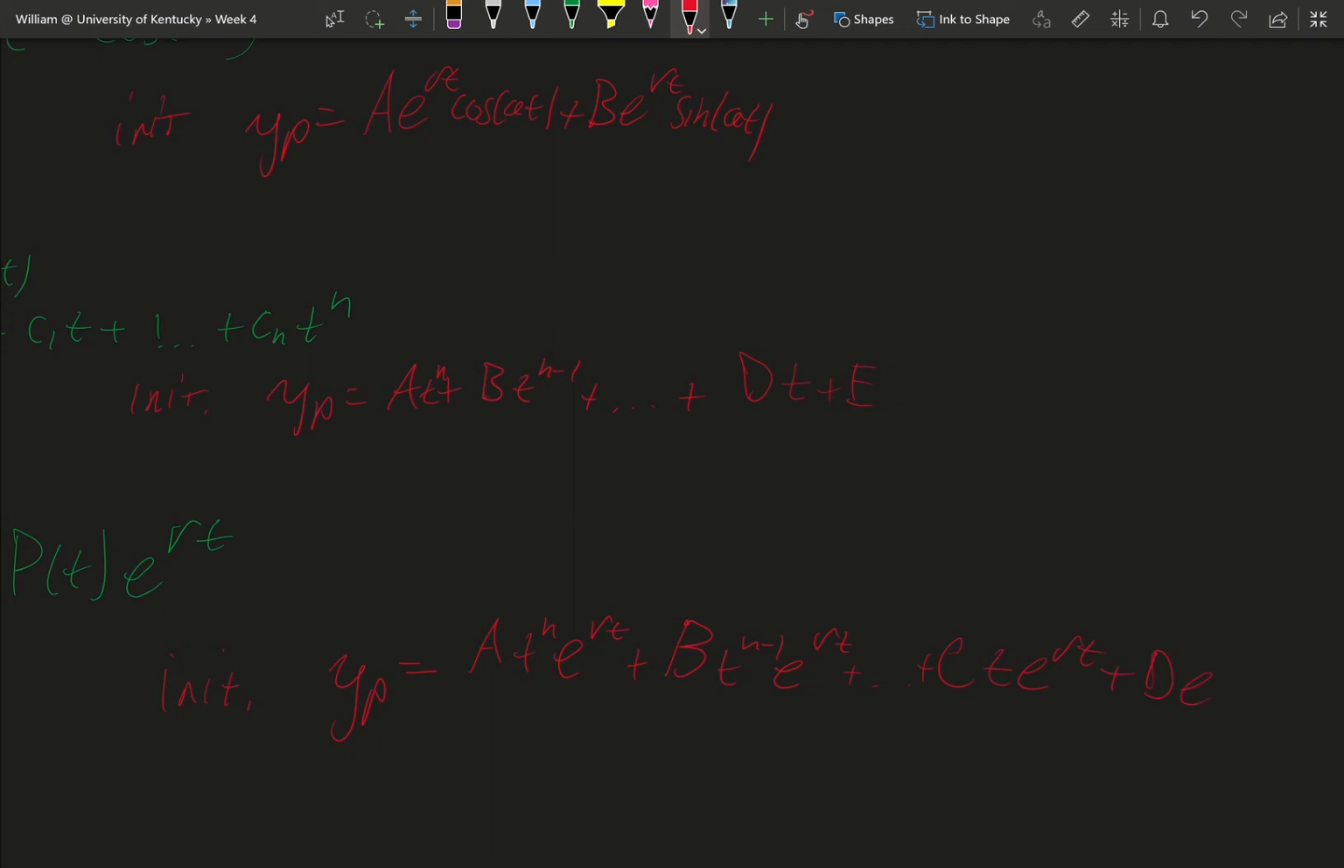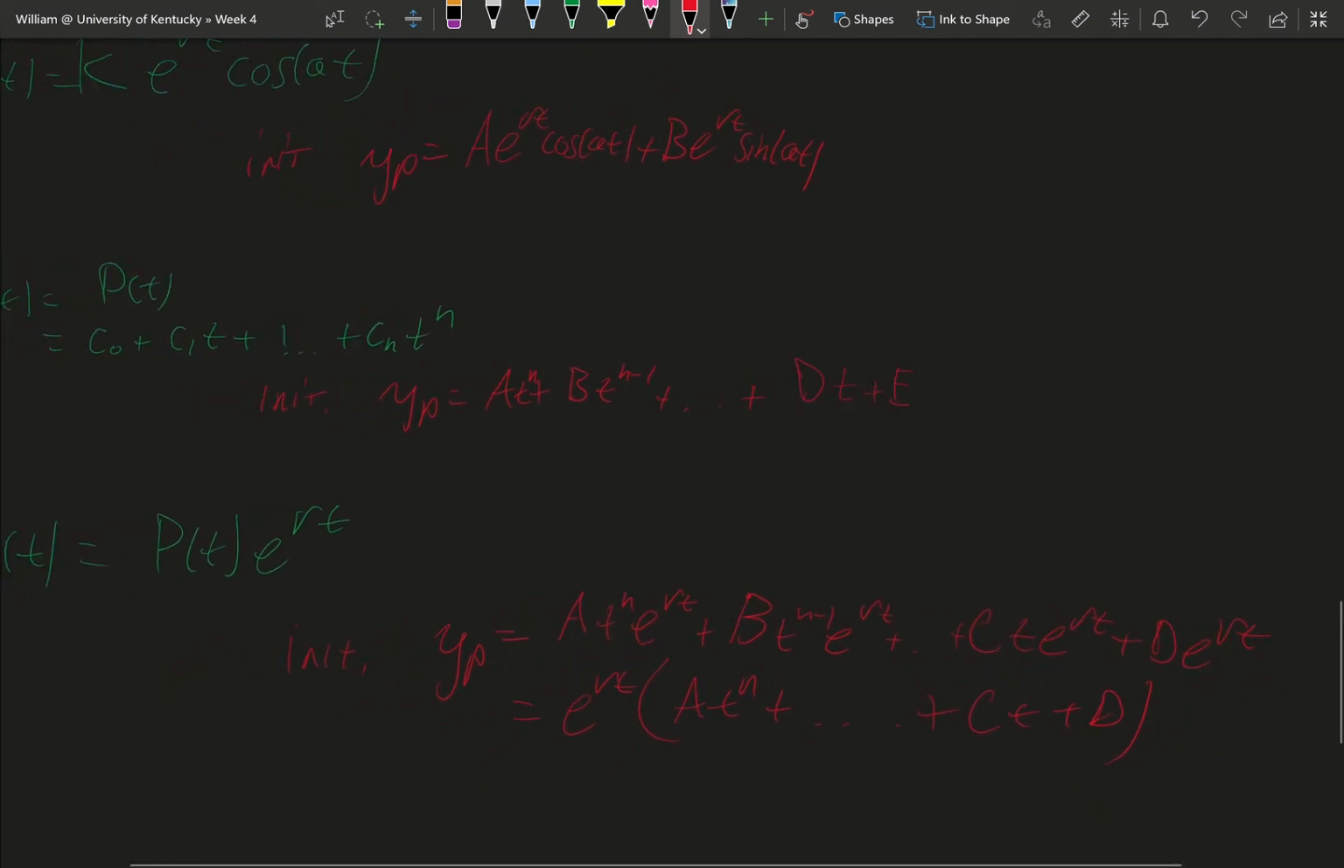All the way down to the constant term. And when computing with stuff like this, it's really, really useful if you pull the e to the rt out, like when you're taking derivatives. Just sort of a tip, because you then only have to do the product rule once. So pulling it out like that when you're taking derivatives can save you a ton of work.